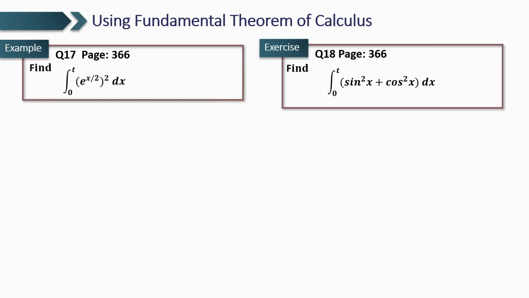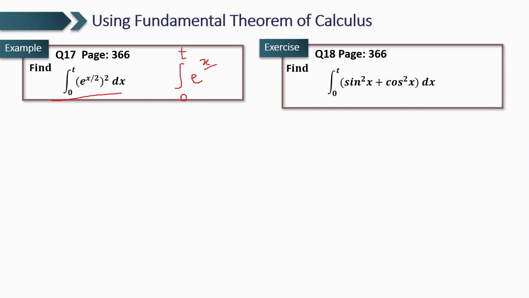In this question, be careful. We are just finding the antiderivative. We are not deriving the antiderivative. We need just the antiderivative. So if you simplify, your lower limit will be 0, your upper limit will be t. And you get e power x over 2 and you are squaring it.